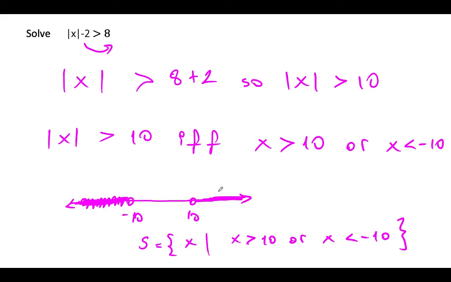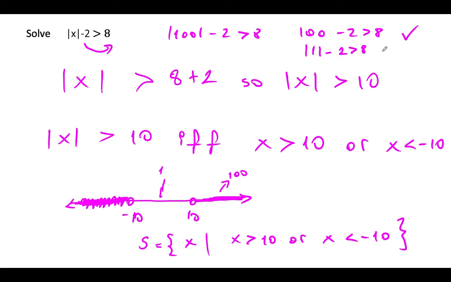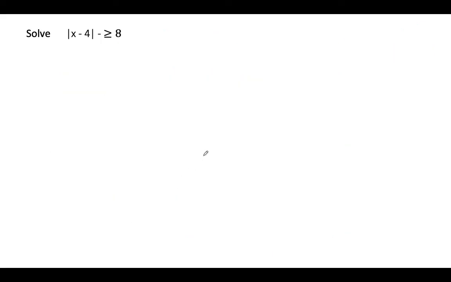Let's prove this. Let's take 100, for example. Absolute value of 100 minus 2 is greater than 8. Let's check it. 100 minus 2 is greater than 8. Yes, it is. If you take a number here, for example, number 1, it mustn't be a solution. So absolute value of 1 minus 2 greater than 8? Absolute 1 is 1, is that greater than 8? Of course not. So we are right.